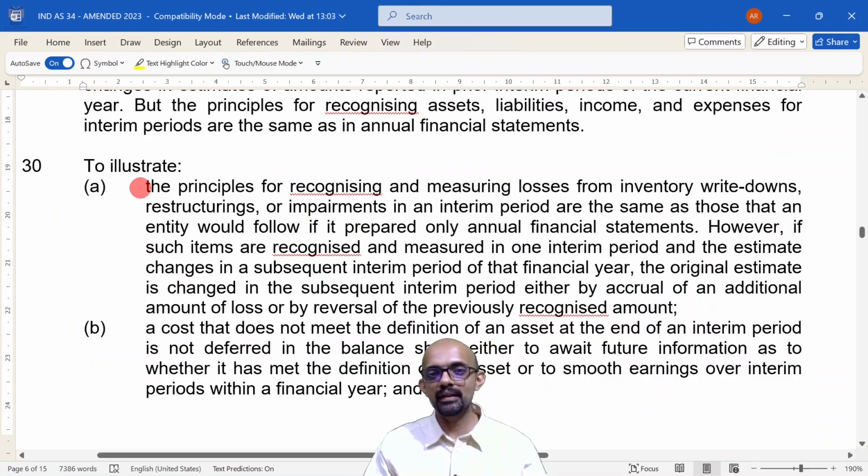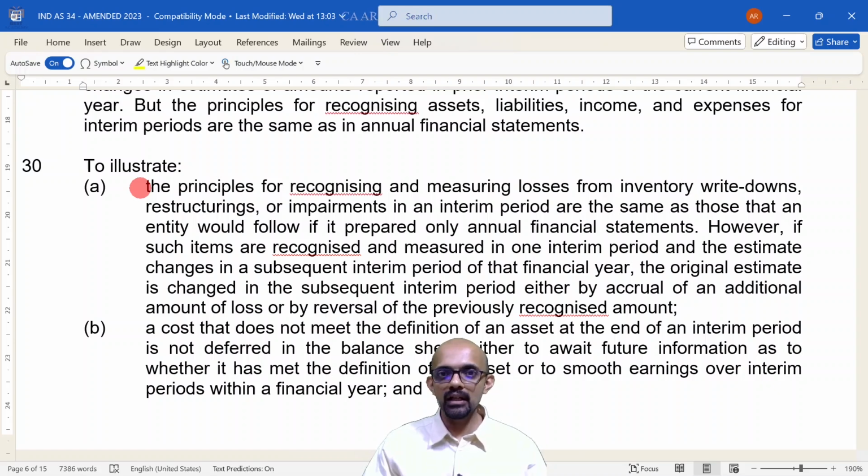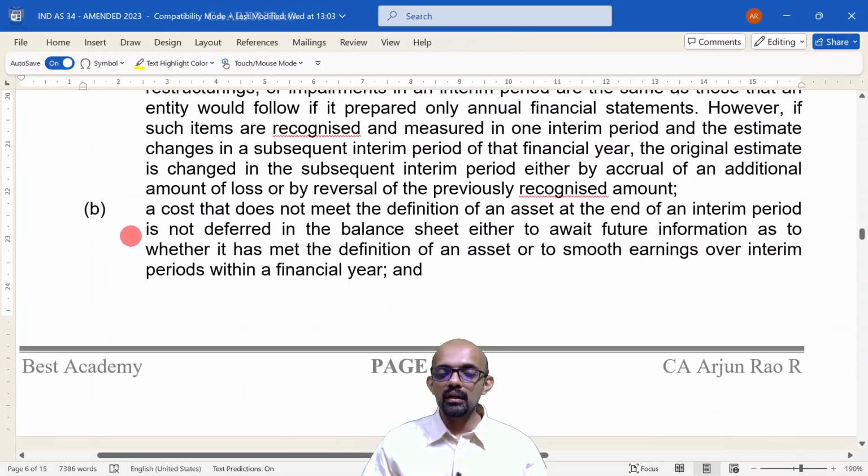Some examples are given. If you have recognized a write-down in inventory and you want to reverse the write-down, then you will follow the same criteria that you would for the annual financial statements. Or if you want to recognize an asset, then you'll have to check whether it's meeting the definition at the end of the reporting period. We don't defer recognition of an asset otherwise.